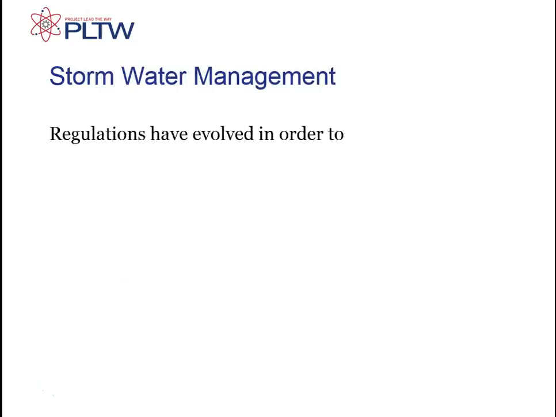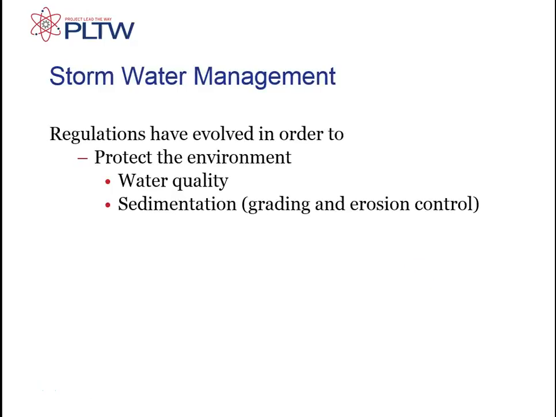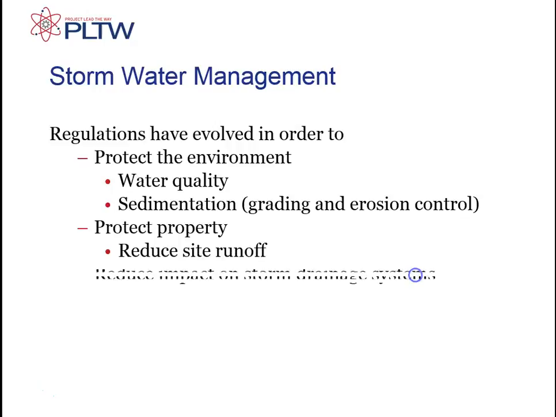And you guessed it, codes and regulations tell us what we need to do. We need to protect the environment, protect the property because we don't want the water running off, and reduce impact on our storm drains. We don't want flooding downstream.